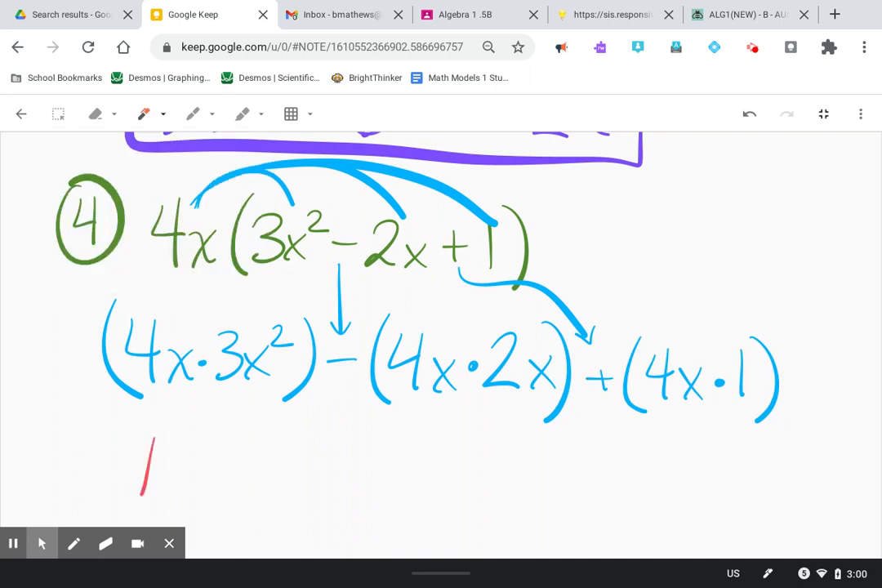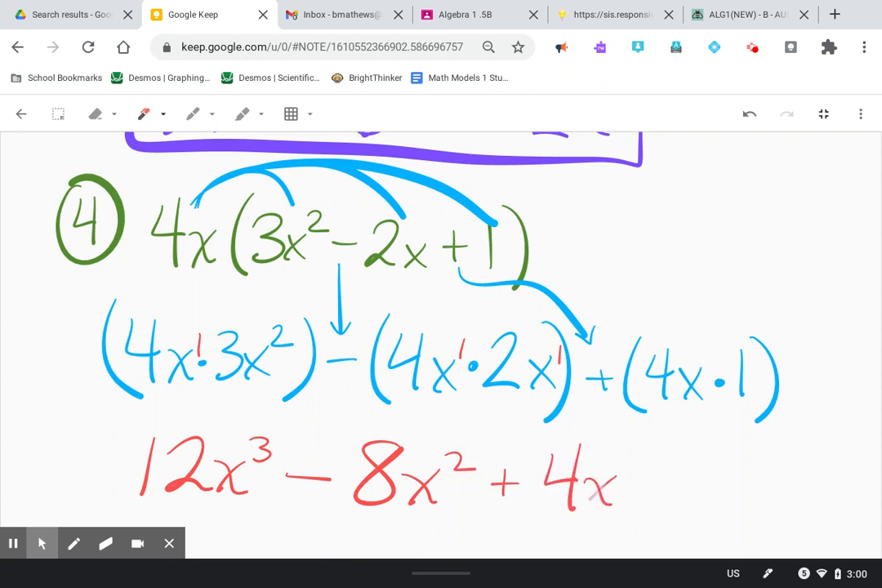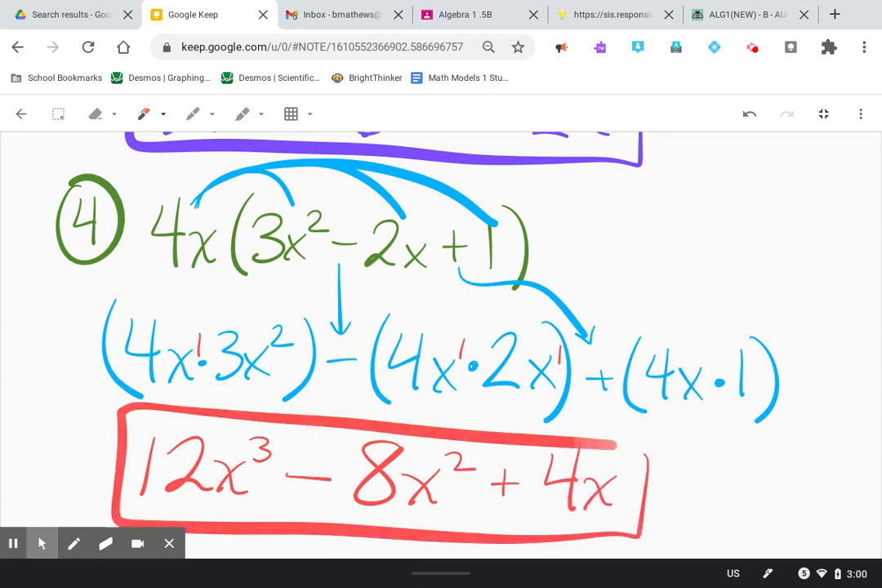Let me work out each one of those. 4 times 3 is 12. X to the first times x squared is x to the third. Minus 4 times 2 is 8. X to the first times x to the first is x squared. And then 4 times 1 is 4x. And we're done with that.